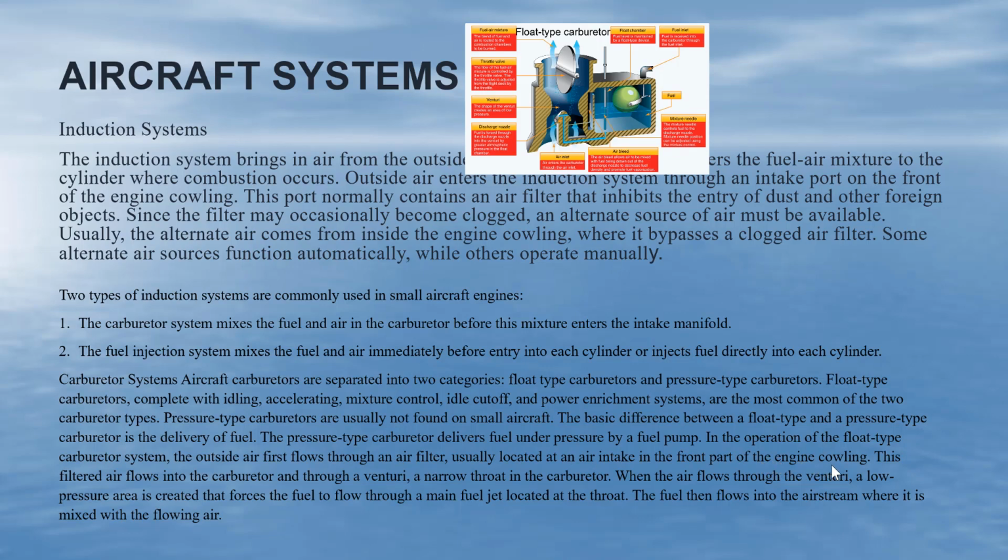In the operation of the flow-type carburetor system, the outside air first flows through the air filter, usually located at an air intake in the front part of the engine cowling. This filtered air flows into the carburetor and through a venturi, a narrow throat in the carburetor. When the air flows through the venturi, a low pressure area is created that forces the fuel to flow through a main fuel jet located at the throat. The fuel then flows into the airstream, where it is mixed with the flowing air.